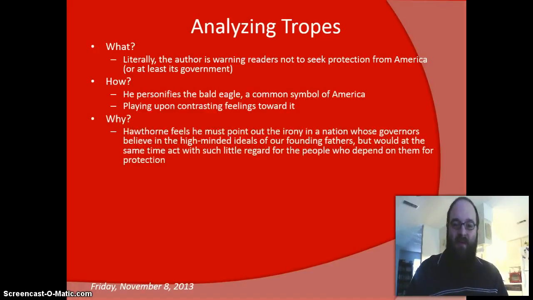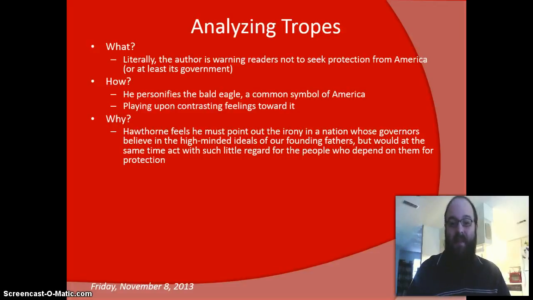Well, Hawthorne feels that he must point out the irony in a nation whose governors believe in the high-minded ideals of our founding fathers, but would at the same time act with such little regard for the people who depend on them for protection. Remember, Hawthorne was ousted from office not because he wasn't good at his job, but because he was the wrong political party. And you can imagine all of the necessity for having a Whig at the Port of Salem, right? That will really help the Whig party. It was purely partisan politics. It was favoritism, presidential favoritism, and so he was very annoyed by that.